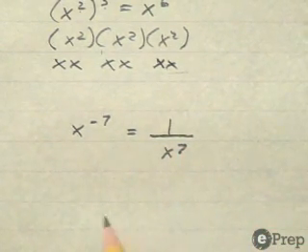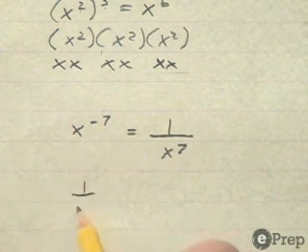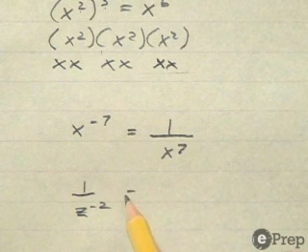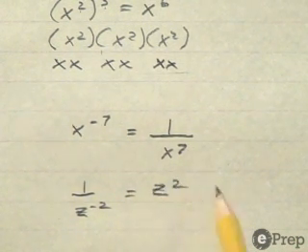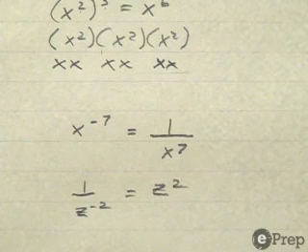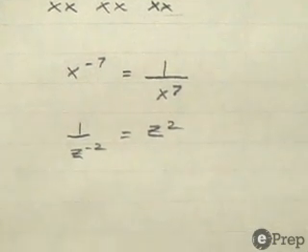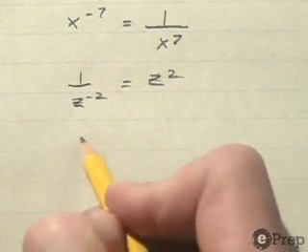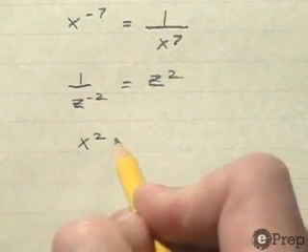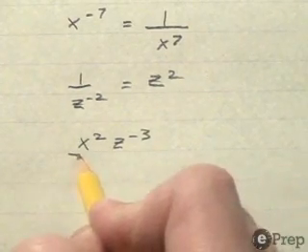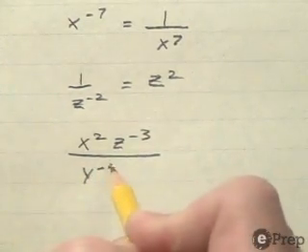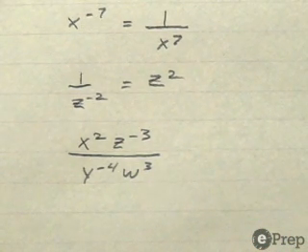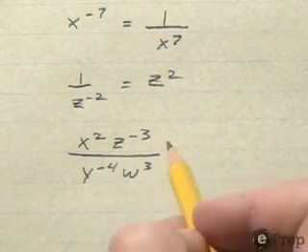Alright? And if you had something like this, like 1 over z to the negative 2, you would flip that to the numerator, making it z squared over 1, and you don't really need to write the 1. Okay? And let me just give you one more quick example. If you had something like this, x squared z to the negative 3 over y to the negative 4 w cubed. Okay? It's only the negative exponents that you have to deal with in a situation like this.